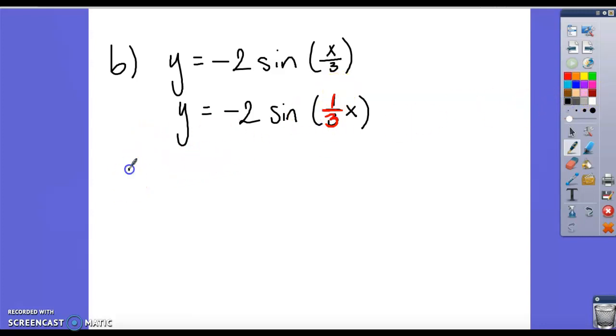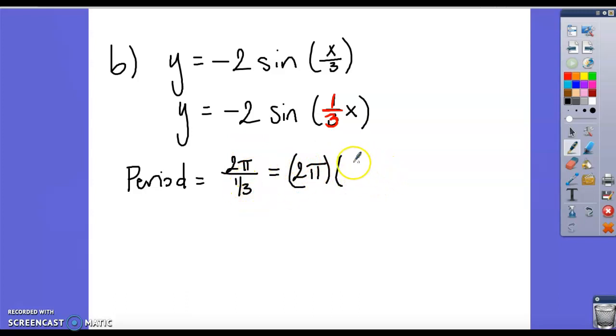So my period here is 2 pi divided by 1/3, which is 2 pi times the reciprocal of 1/3, which is 3. To divide fractions, I multiply by the reciprocal. So the period is 6 pi. Now I'm supposed to talk about transformations.